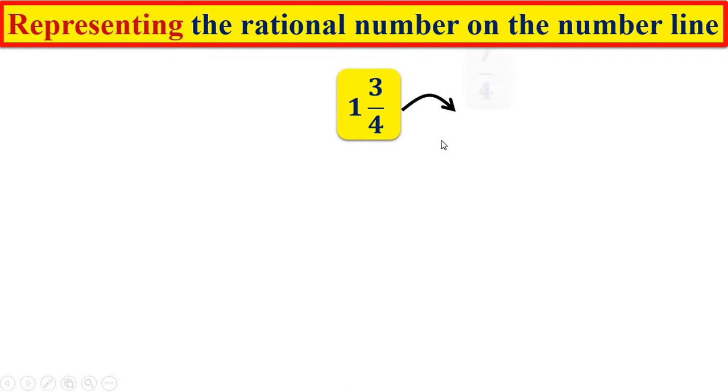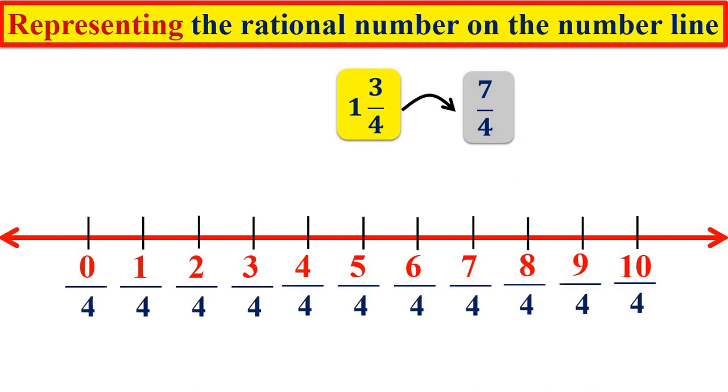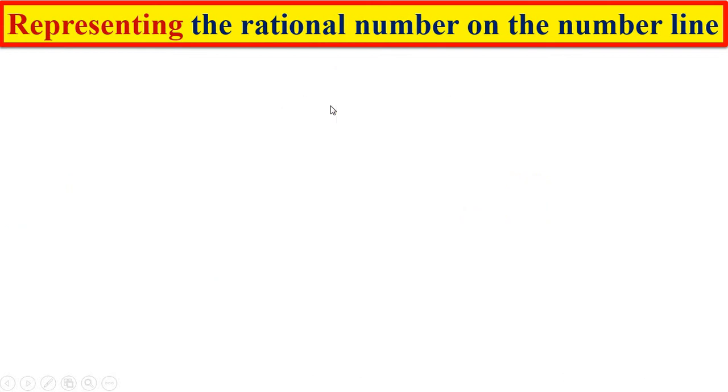In this one, 1 and 3 over 4, we do what? We convert it into an improper fraction, 7 over 4, and write the numbers 0, 1, 2, 3 and so on here. So we need only positive numbers. Put denominator 4 on all the whole numbers, and the whole number is 0, the whole number is 1, the whole number is 2. So 7 over 4 is here between 1 and 2. Then 1 and 3 over 4 is bigger than 1 and less than 2.